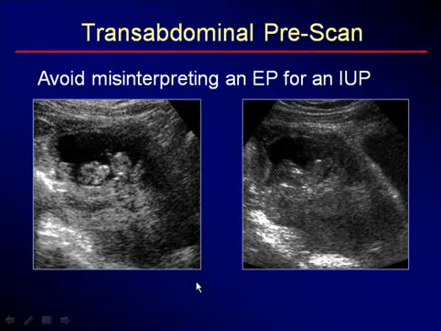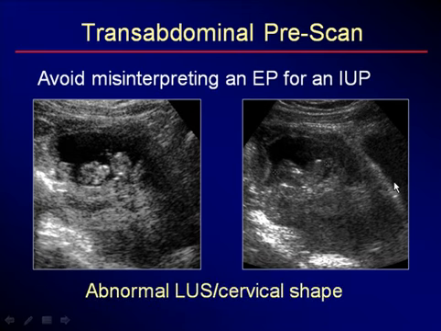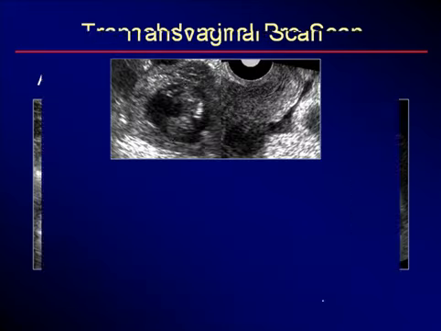Here's a situation where an ectopic pregnancy was mistaken for an intrauterine pregnancy. First of all, there was a live embryo here. On the transabdominal pre-scan, one sees that something is not right with the lower uterine segment. We do not have the normal appearance of a cervix blending into the uterine walls. We have some kind of a thickening. Is there a mass down here? It does not look normal. So we have to be careful when we scan to figure this out.